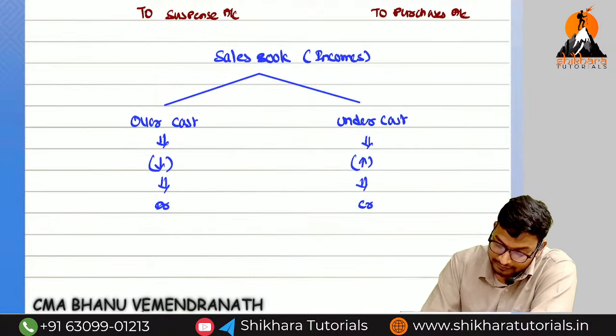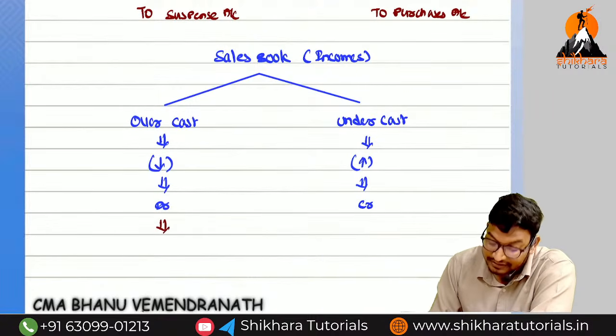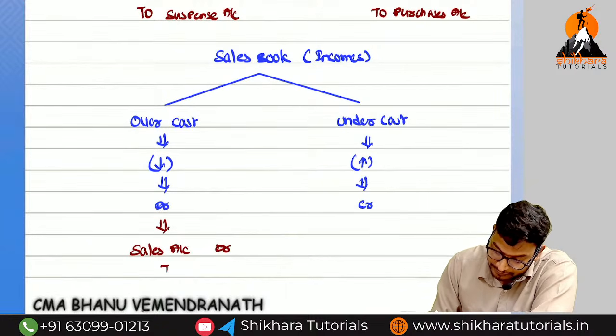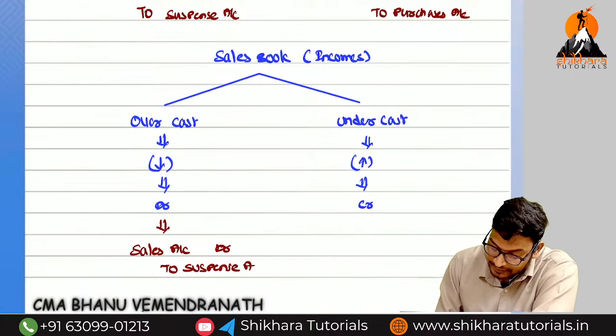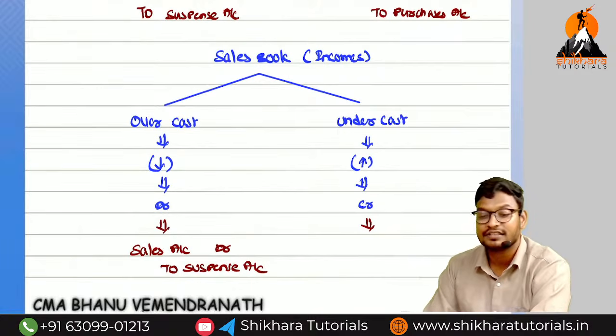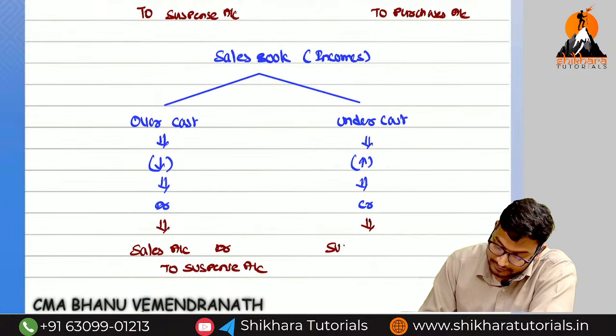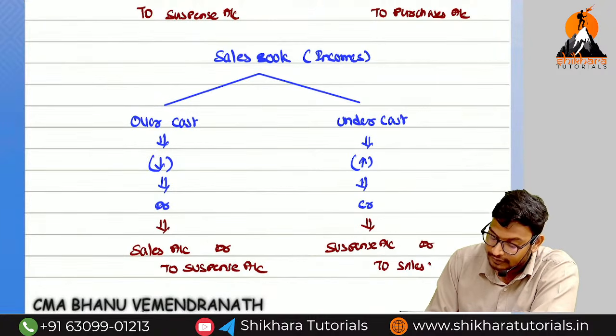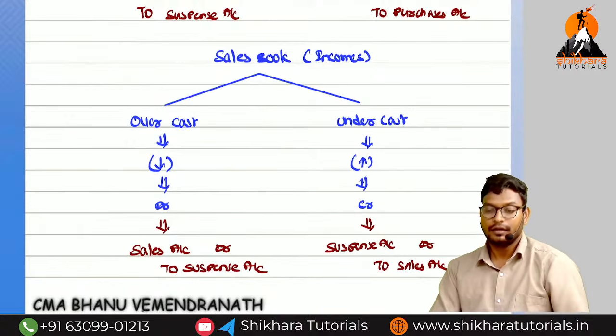Now what is the entry we are going to get? On the debit side, which thing should be shown? Sales. So sales account debited to suspense account. And for credit, credit sales will be there. That means suspense account debited to sales account.